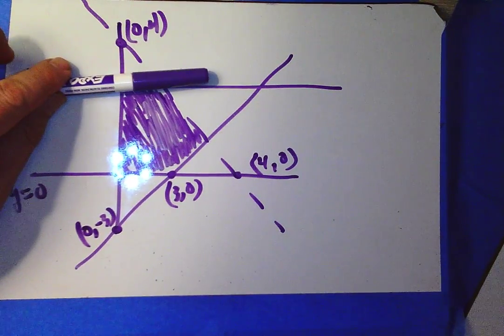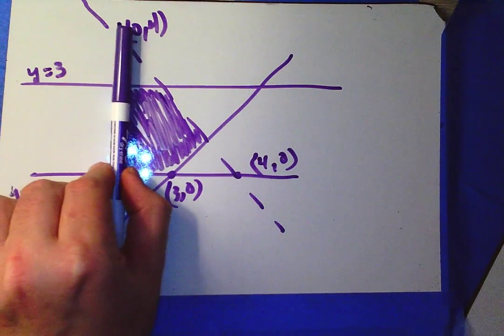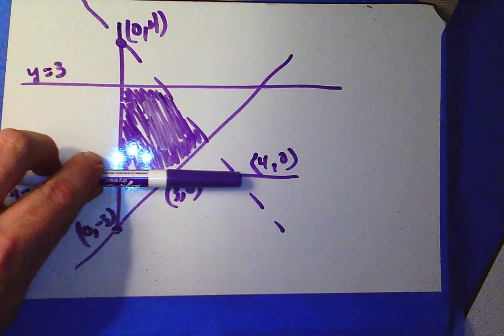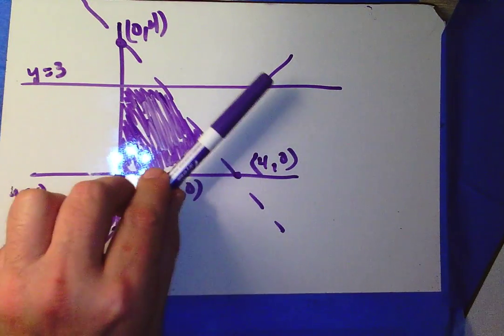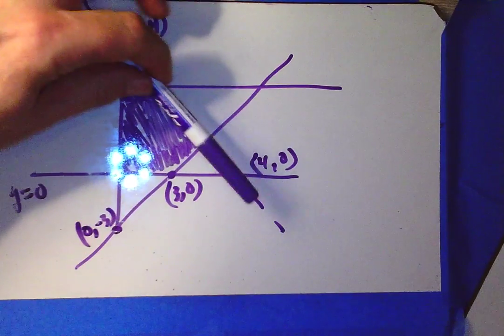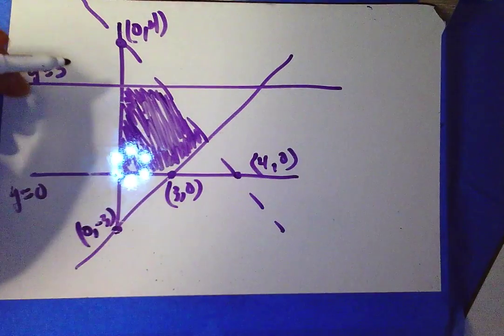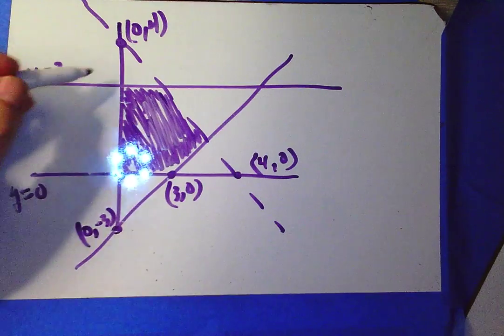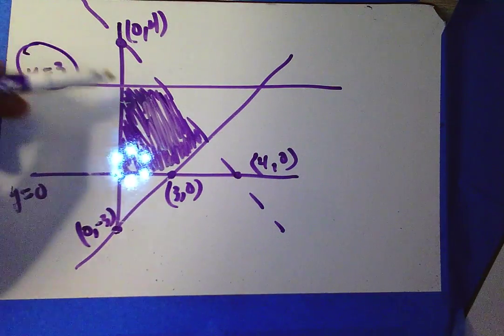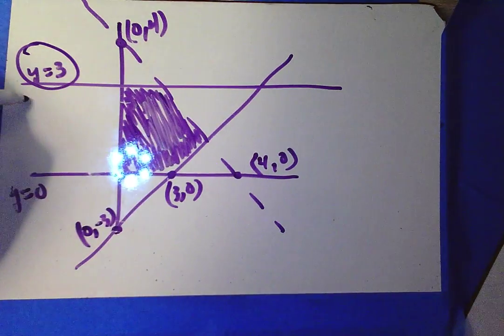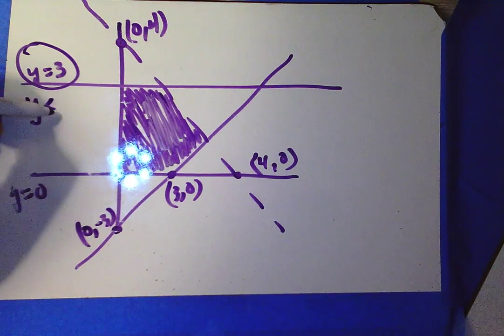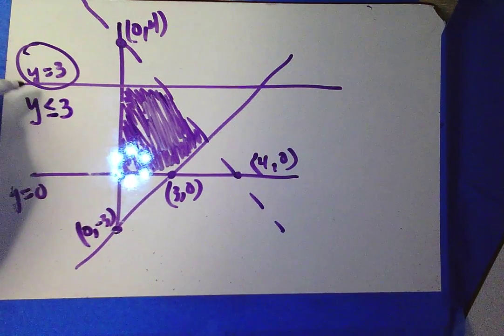This top line is a boundary. The y-axis is a boundary. The x-axis is a boundary. This line is a boundary. And this dotted line is a boundary. Let's start with the vertical and horizontal lines. So this is y = 3, and I want to be below it. So y is less than or equal to 3.